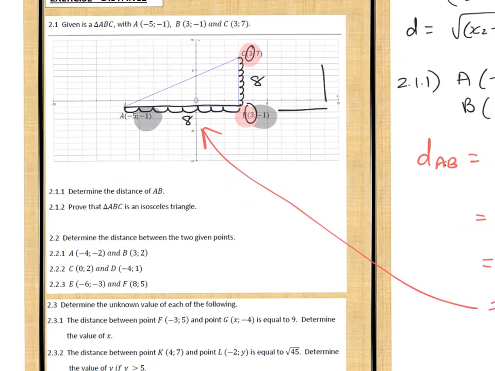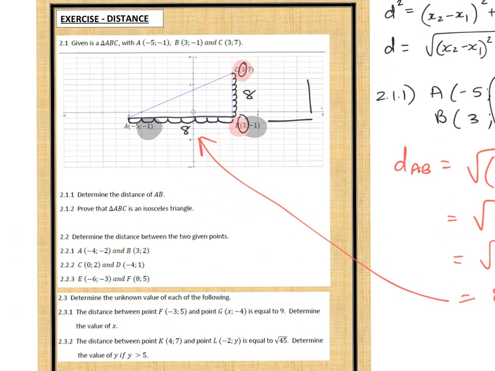So then for 2.1.1, it says prove that ABC is an isosceles triangle. Now, in order for ABC to be an isosceles triangle, two sides must be equal. So you can see that we've already figured out that two sides are equal, but what about the third side? So you can use Pythagoras to prove the third side is not equal to 8. And then that is an isosceles triangle where two sides are equal.